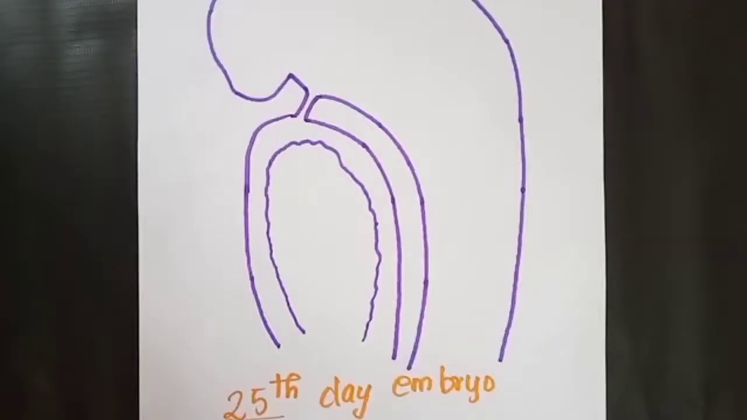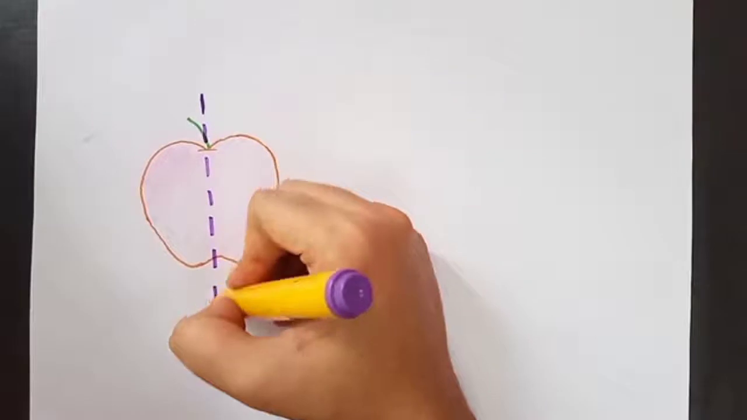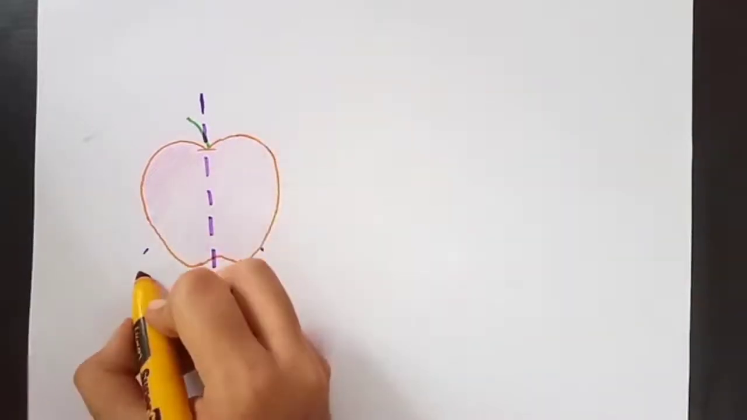First of all, for better understanding, let's look at a diagram of this 25th day embryo. Here we have taken a sagittal section of the embryo. What is a sagittal section? It is nothing but dividing the body into right and left halves. For example, let's take an apple. Here we are cutting the apple longitudinally to divide it into left and right parts.